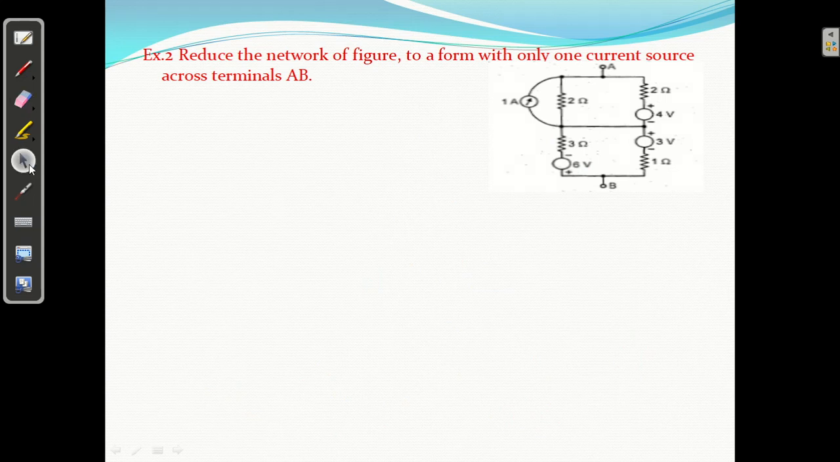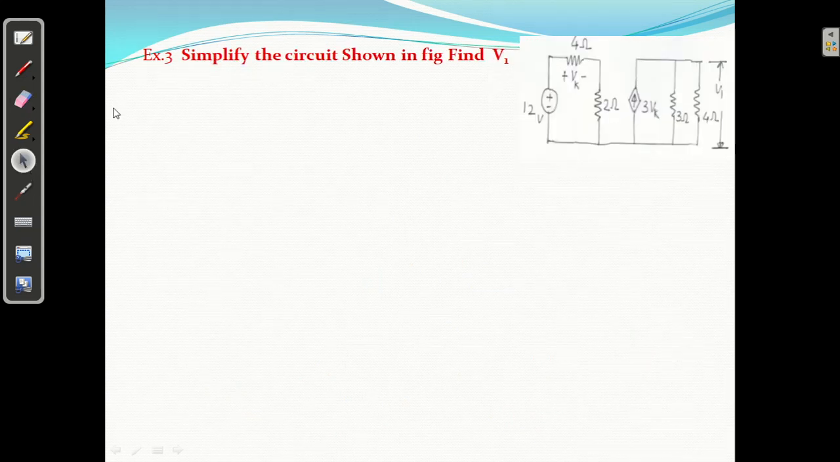Next problem I am going to talk about, example number 3. Simplify the circuit shown in figure and find V1. V1 means here. Please see here. We have to find voltage across 4 ohm. That means if you find Ik here, then V1 equal to 4 into Ik.